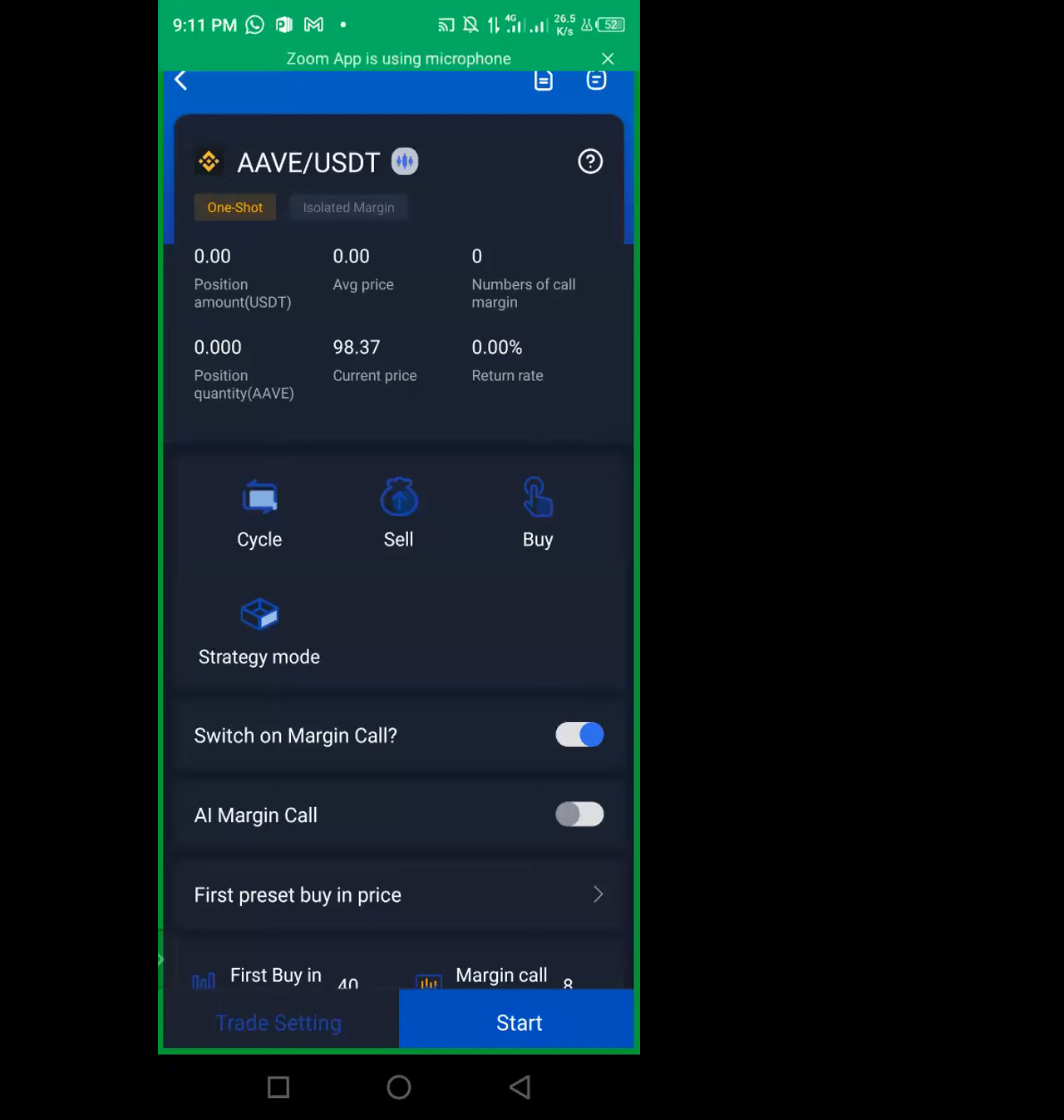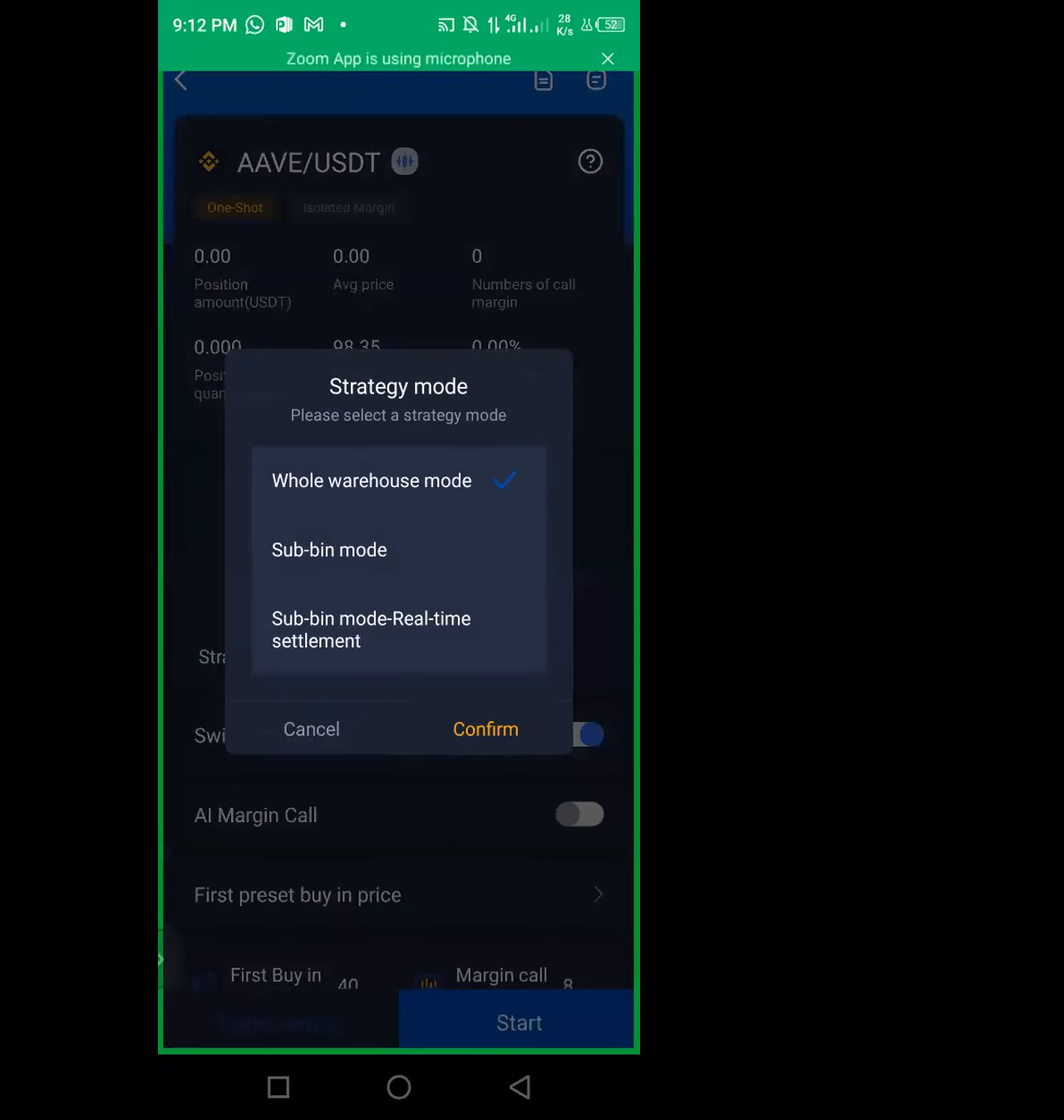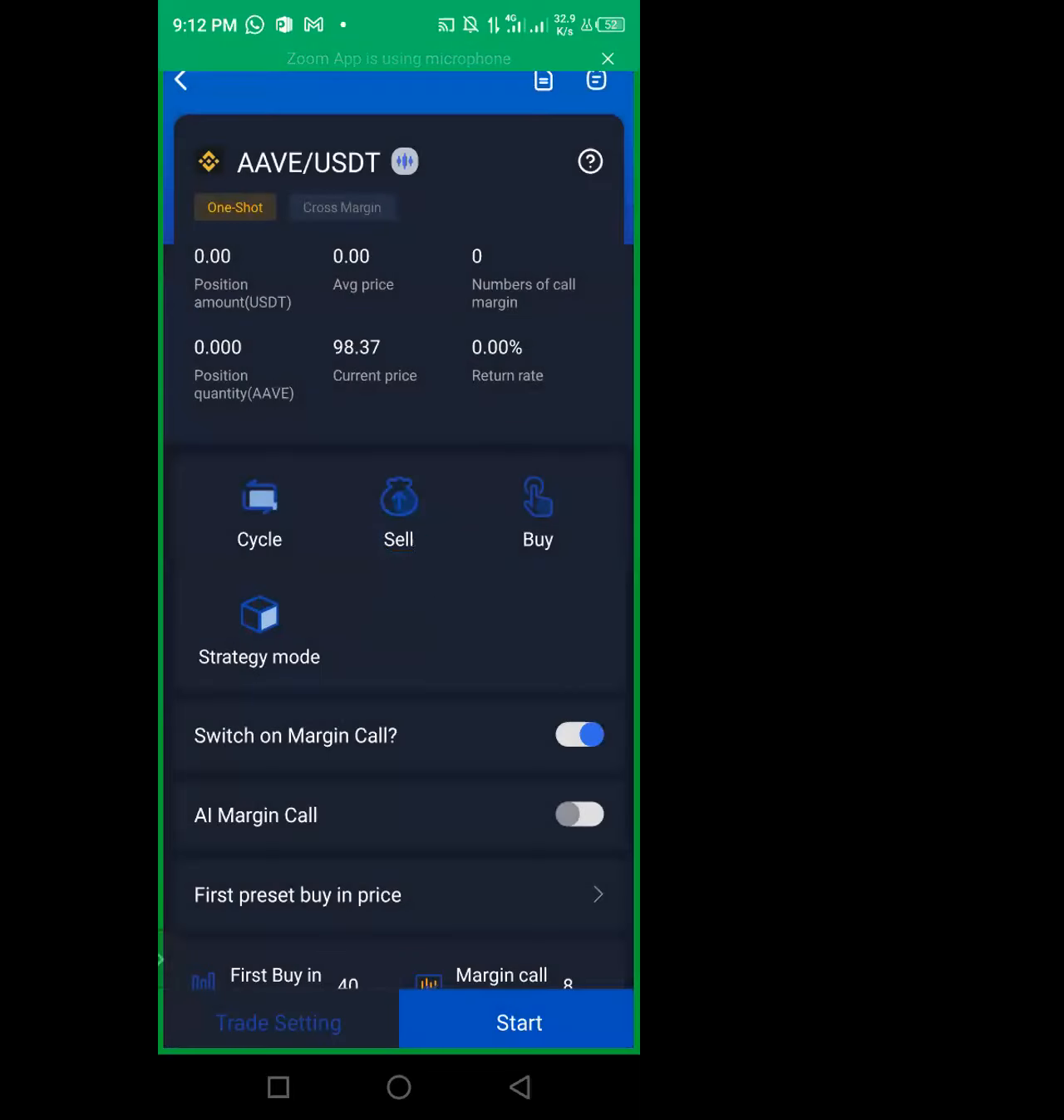So the next thing by the side of the one shot is what we call the strategy mode. We have the whole warehouse mode, we have the sub-in mode, and we have the sub-in mode with time settlement. So I will explain this. If we click the whole warehouse mode and click confirm, look at this top, it has changed to cross margin. I hope you are following, please. Are we following? Yes. Okay, this top has turned to cross margin.